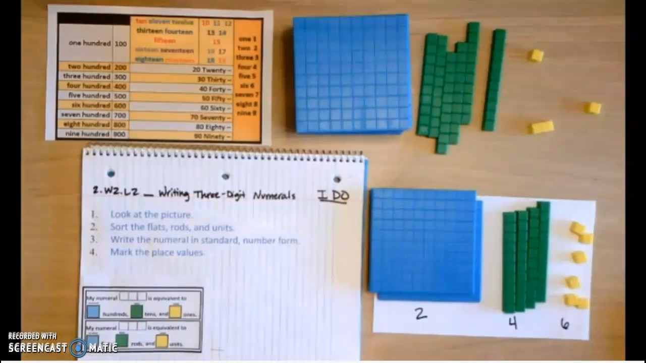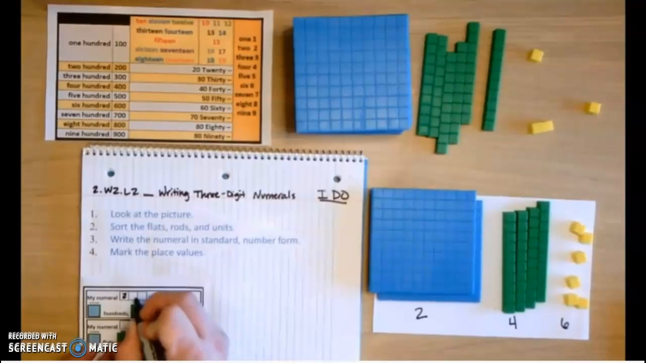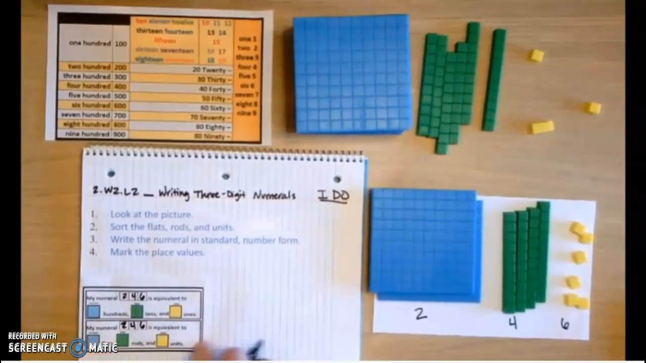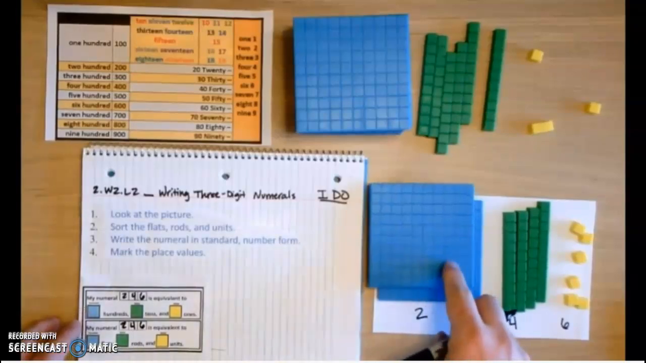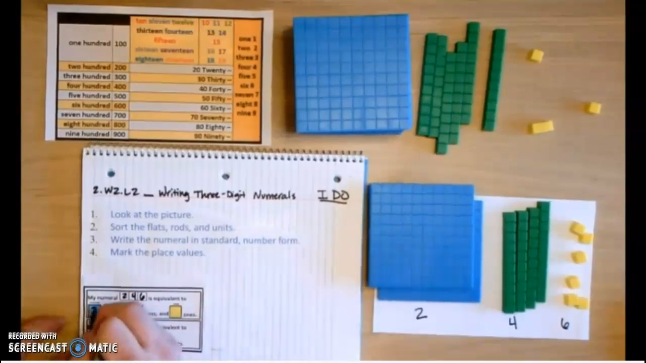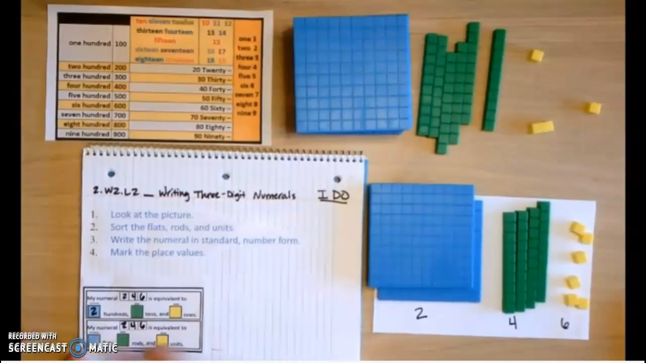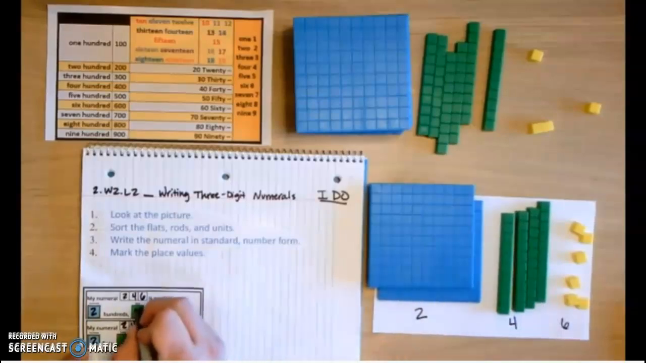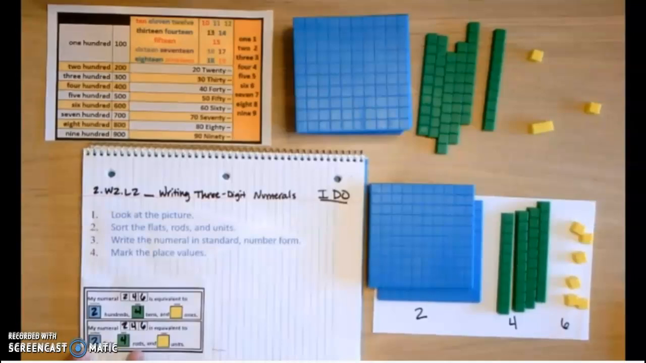Let me go ahead and go over here and write it in numeral standard form. So I have 2, 4, 6. And I'm going to match up. How many hundreds do I have? Well, I've got 2 hundreds. And hundreds are equivalent to flats. So how many flats? I've got 2. How many rods do I have? How many tens? 4. 4 tens, and that is equivalent to 4 rods. How many units did I have? 6. 6 ones are equivalent to 6 units.